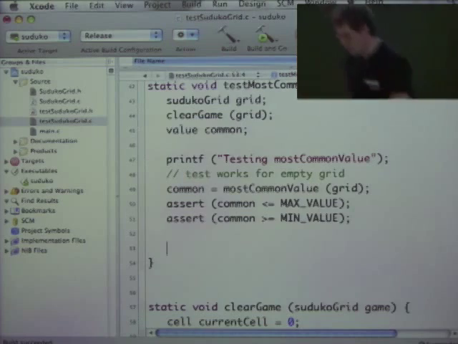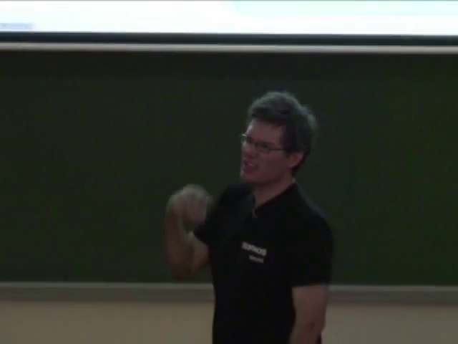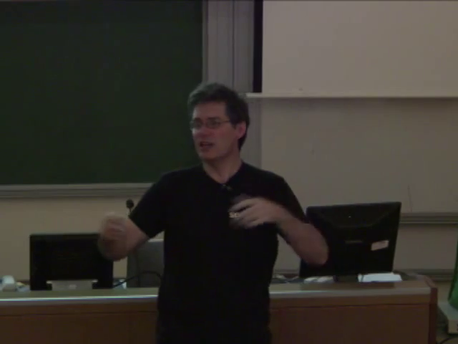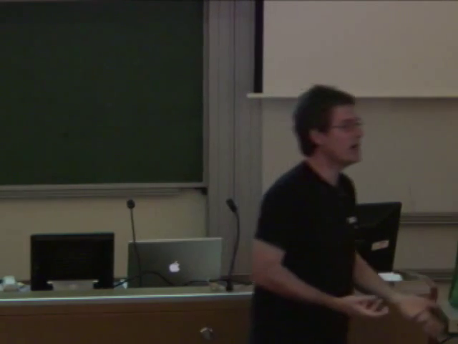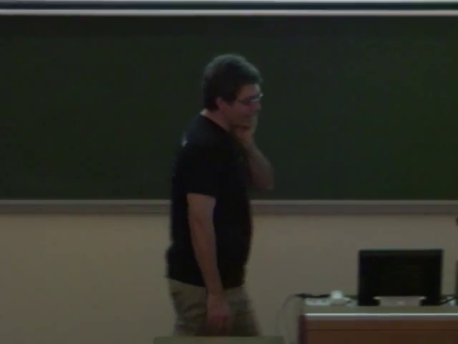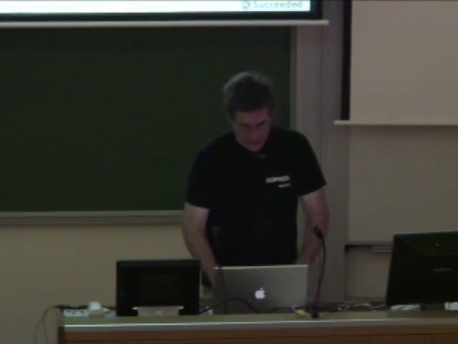I should probably put in a couple more tests as well. I should check that if there's just one thing in there, it'll detect that one thing. I should test it works for a completely full board. And I should test that if the most common one has seven elements in it, and there's two of those, it returns one of those two. So I need to generate some more complicated test cases in an empty board. How can I do that?